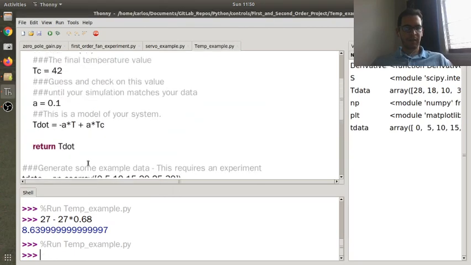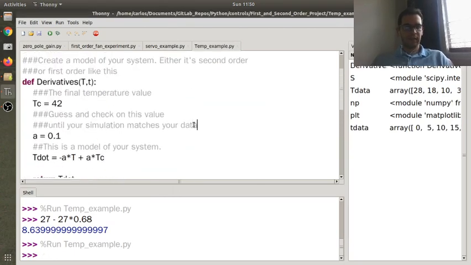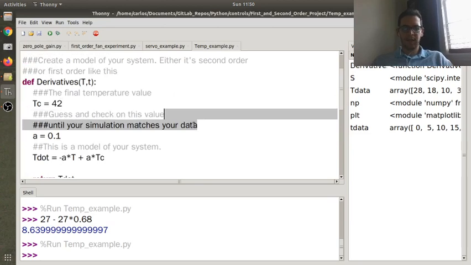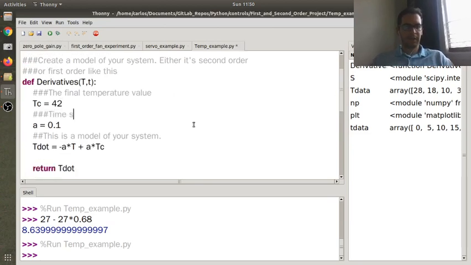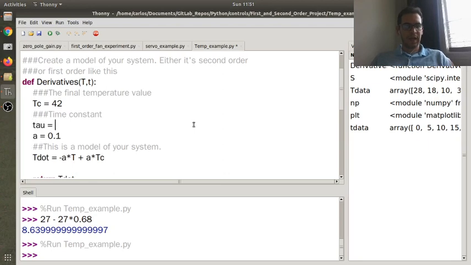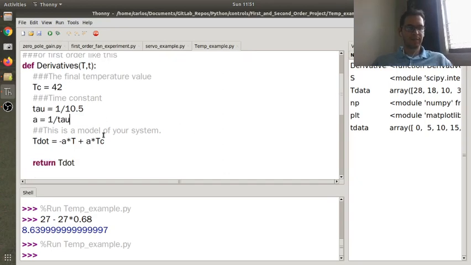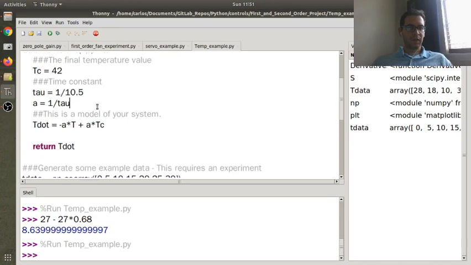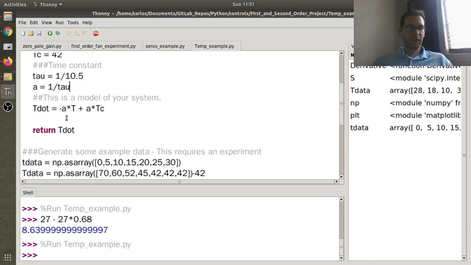So I'm going to go up here and put a value. It says here guess and check, but you don't actually need to do that. I'm going to say my time constant tau is 1 divided by 10.5. And then my A is going to be 1 divided by tau. Anyway, I think this equation is wrong. I think this is actually tau.